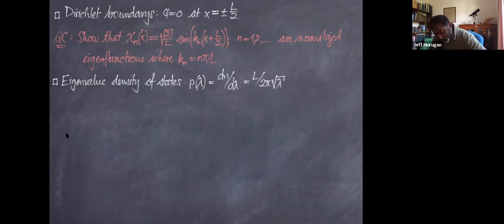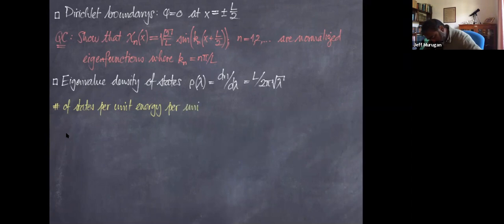It's an important enough message that I'm going to write it in a different color. So the number of states per unit energy per unit volume is independent of the boundary conditions at infinity.